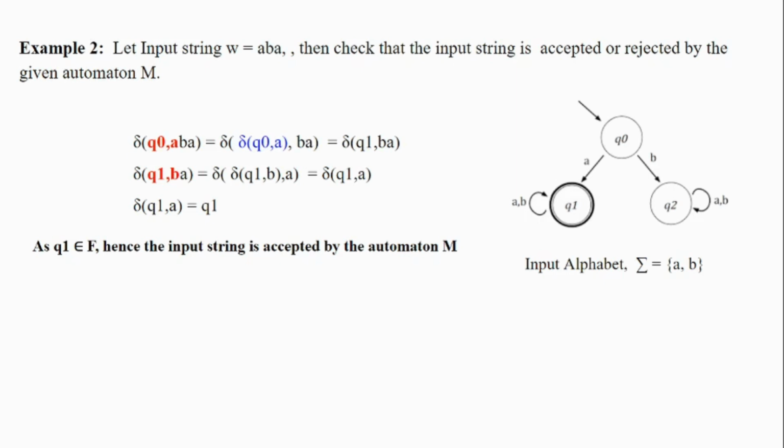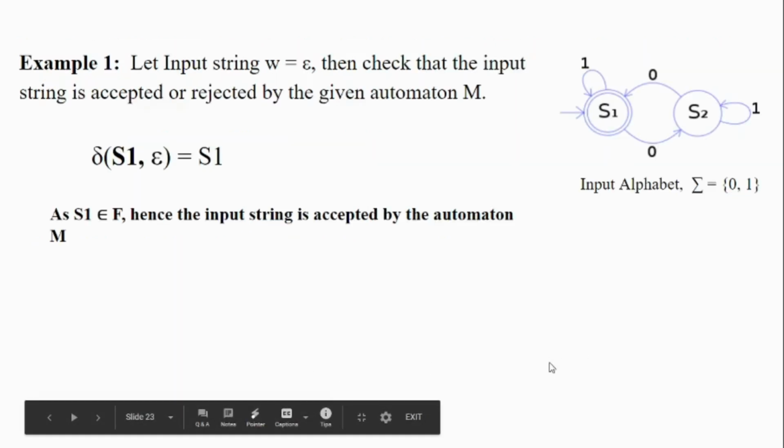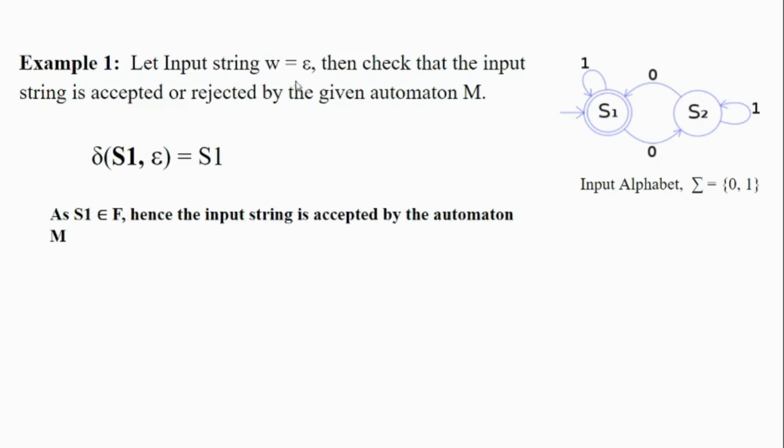Okay, now let's take one more example. In this example, we are taking the same automaton, but this time the input string is epsilon. This is a very special example. No specific string is given, but in place of a string, epsilon is given. Now what is epsilon? Epsilon is a string of length 0. What is the meaning of a zero length string? That is nothing. So there is no input string.